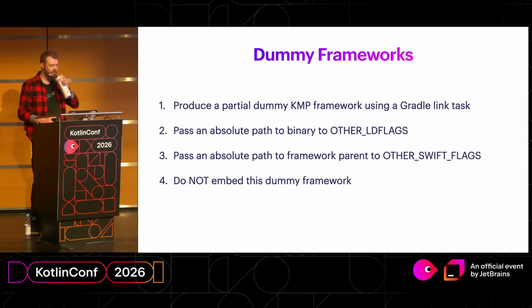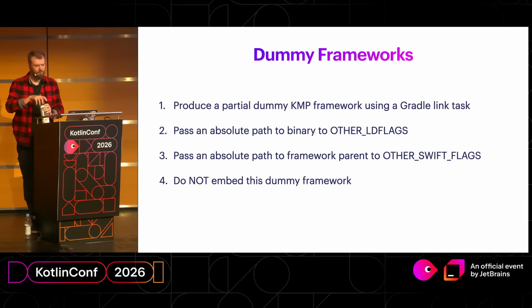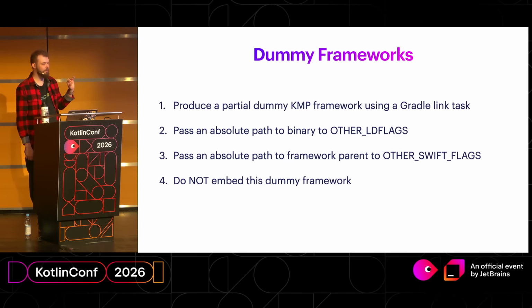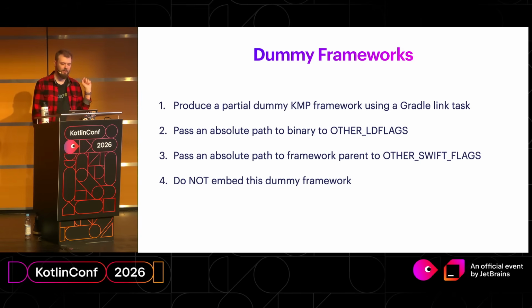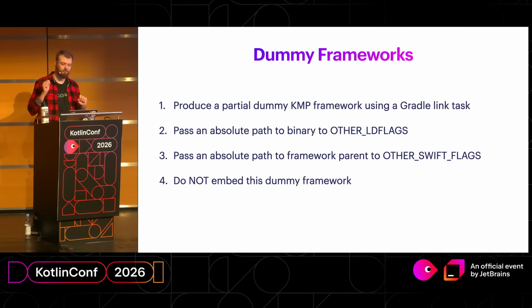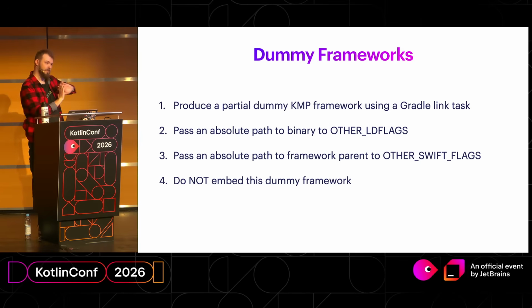So what is a dummy framework? We essentially just declare a regular KMP framework in Gradle. We use the link task. We cannot use the embed task. And we put an absolute path to that binary inside the framework into the other linker flags of the native code. And then we need to put an absolute path to the framework's parent into the other Swift flags of the native code that we'll be building. And again, make sure not to embed this. This dummy framework is something that we discard. We build it, we compile and link against it, and then we no longer care.